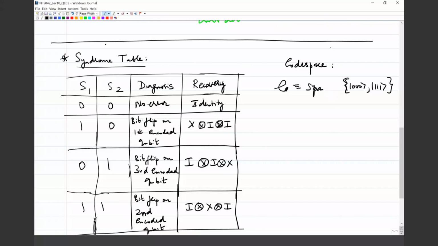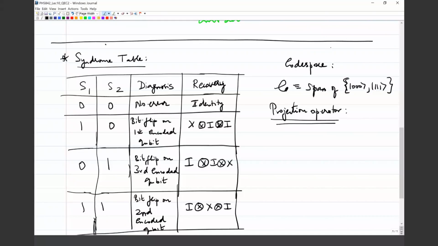So let's do a little bit of this analysis. The code space comes with an associated projection operator, or is, in some sense, characterized by an associated projection operator. What is the operator that projects onto the code space? So what do I mean by that?